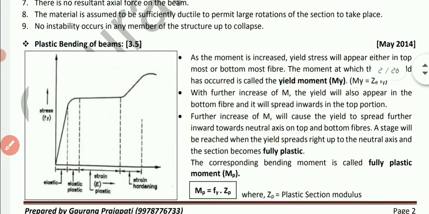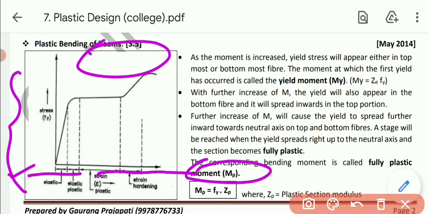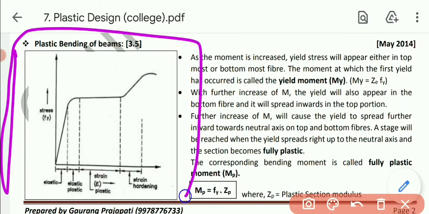Then next one, plastic bending of the beam. Now, first of all, we can see here this is the stress strain curve, which we have already covered in the elementary structural design subject. There are 4 stages of any member: elastic, elastoplastic, plastic, and strain hardening. These are the stages through which the material passes from one stage to another.